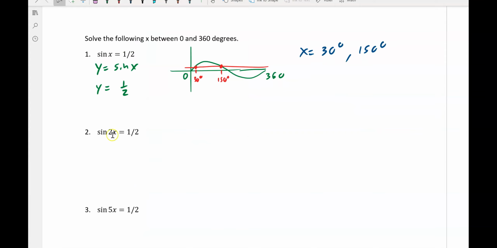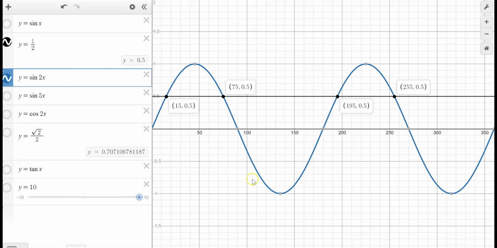Let's try it again now. Now we're going to do it with sine of 2x equals a half. So we'll do Desmos first. So now you can see we've changed it to sine of 2x. And so it occurs twice as fast. So see there's one period. There's a second period. And we now have these 4 answers. So 15, 75, 195, and 255.